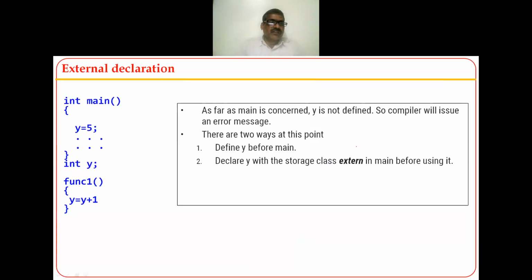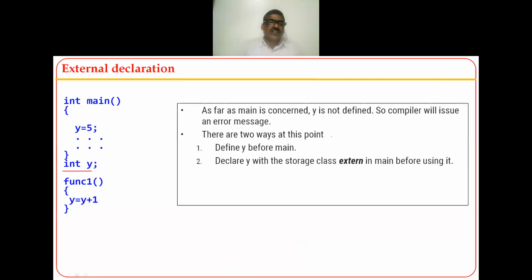Here in the main function you are using y equal to 5. There is no declaration of y here in the main function, so y is declared somewhere else after this main function. So how is this y accessed within the main function, because the declaration is not there? As far as main is concerned, y is not defined here, so an error message will appear: undeclared identifier y.